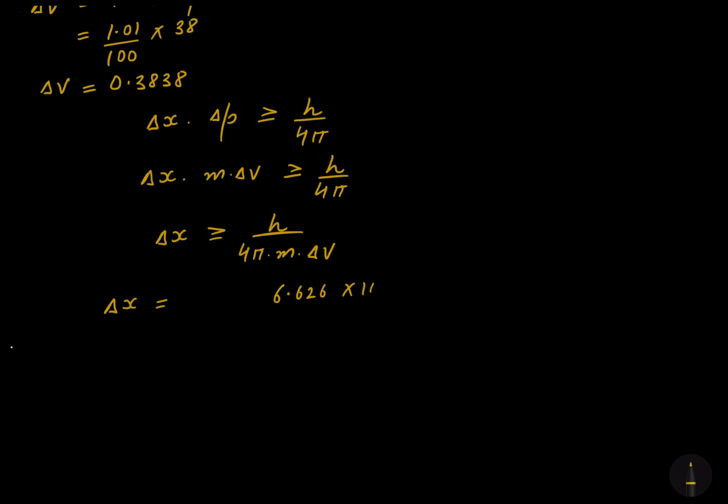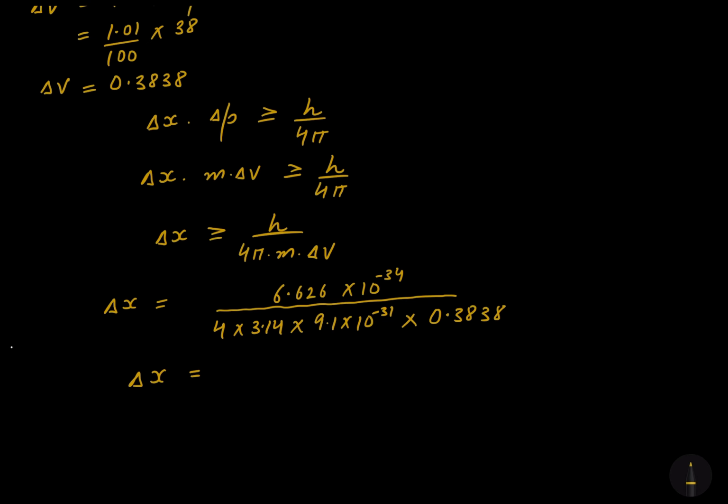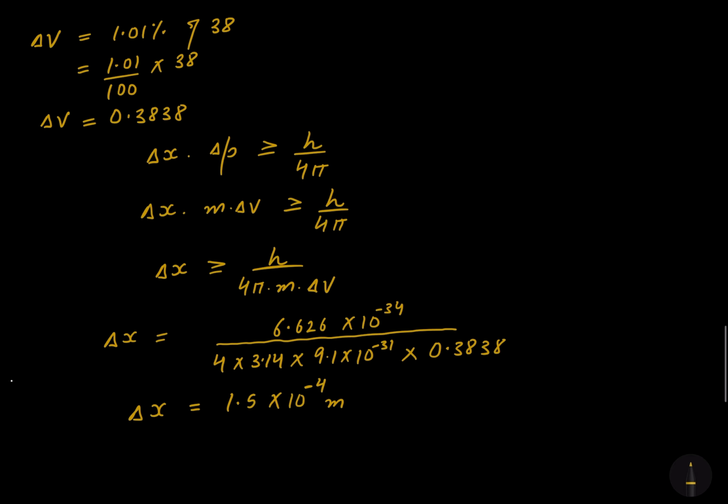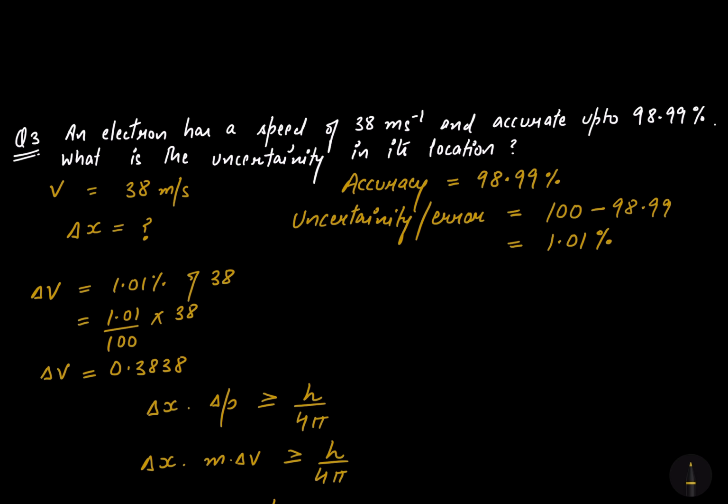Delta x will be equal to 6.626 into 10 to the power minus 34, that's Planck's constant, divided by 4. The value of pi is 3.14. The mass of the electron is 9.1 into 10 raised to power minus 31, and the uncertainty in the velocity has been calculated to be 0.3838. So the delta x comes out to be 1.5 into 10 raised to power minus 4 meters. So that's the uncertainty in the position of the electron according to this given data.